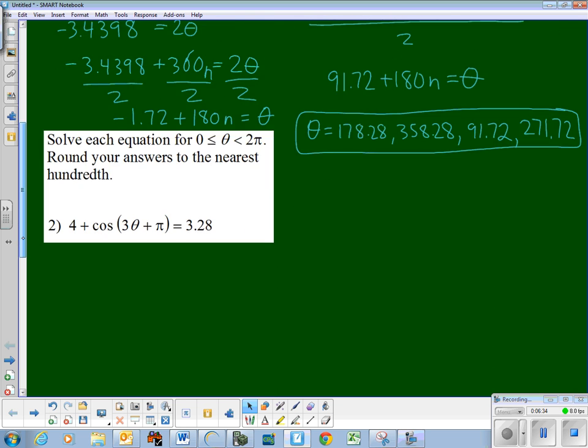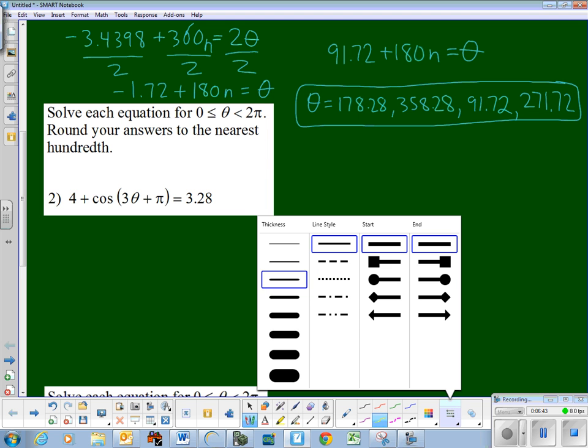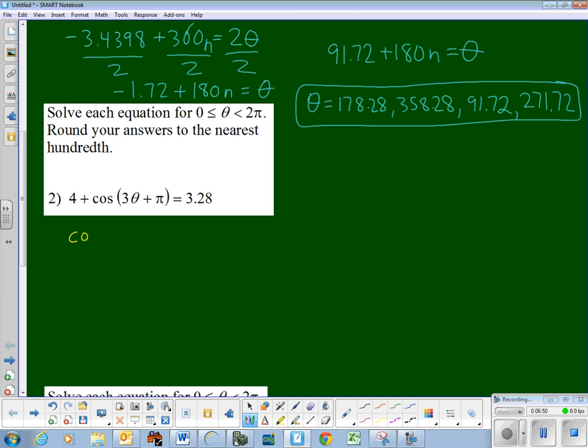Okay, so let's move on to one in radians. Solve your equation for 0 to 2 pi, round to the nearest 100th. All right, so in this case, we've done equations like this before. It's just, again, we're going to use the calculator now to apply the inverse. If I subtract 4 from both sides of the equation, 3.28 minus 4 is going to be negative 0.72. And then I'm going to apply my inverse.